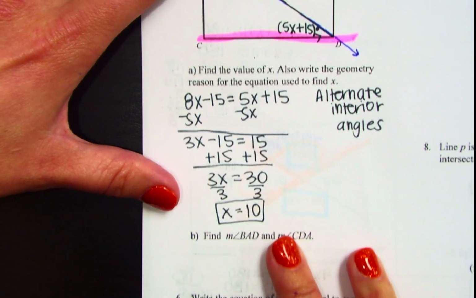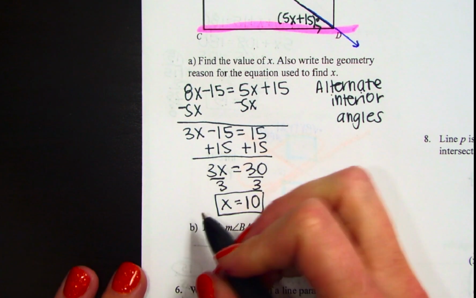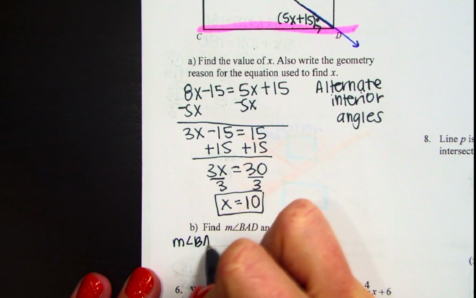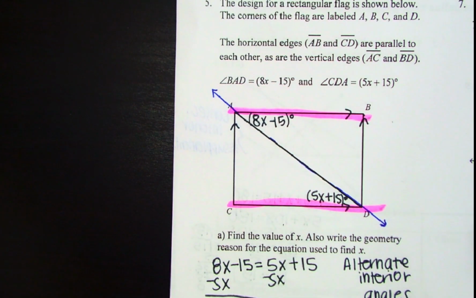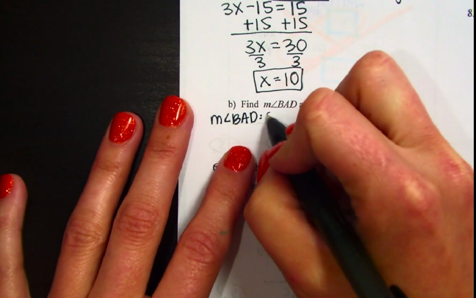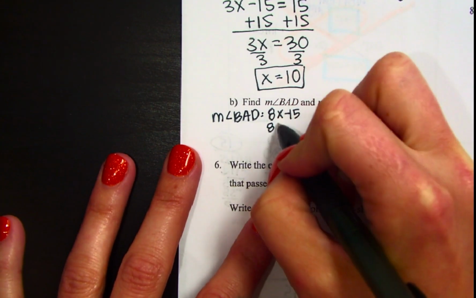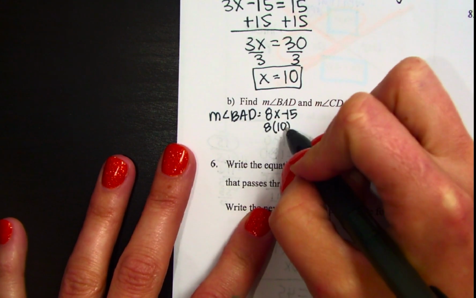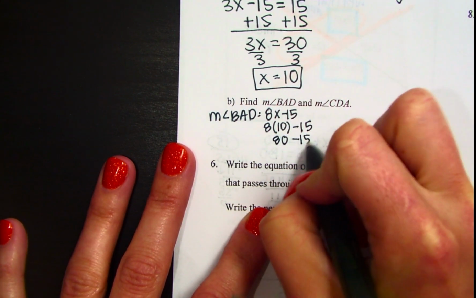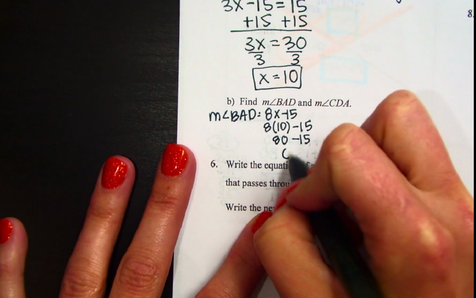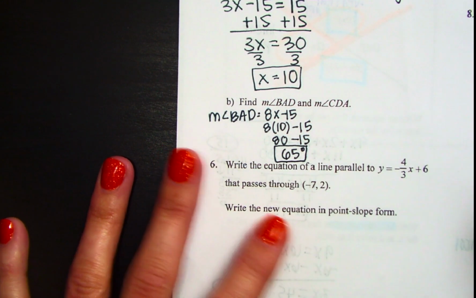And then in part B, they want me to find the measure of angle BAD and the measure of angle CDA. So the measure of angle BAD we'll do first. The measure of BAD, again, is given to us up here, 8x minus 15. So I'm going to write that down, 8x minus 15. And then I'm going to replace x with 10 since we found and solved for x. So 8 times 10 minus 15, and that's going to be 80 minus 15, which is 65 degrees. So the measure of angle BAD is 65 degrees.